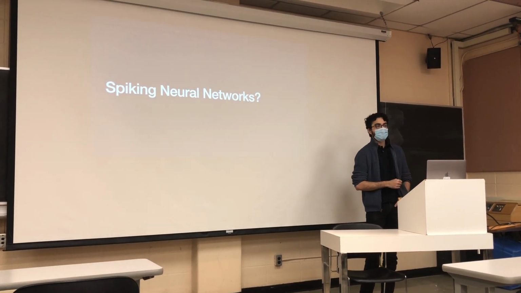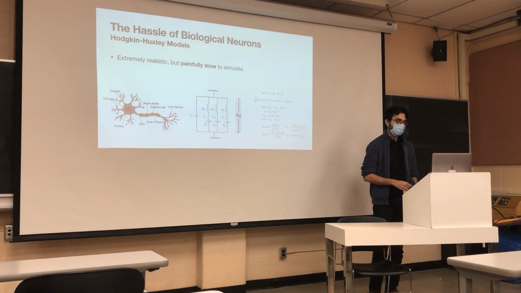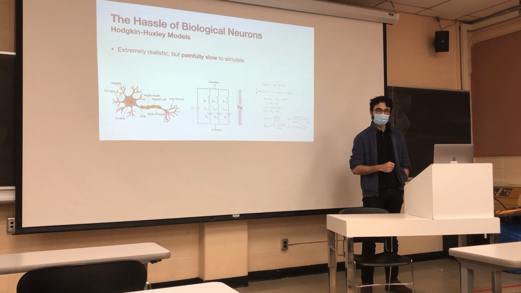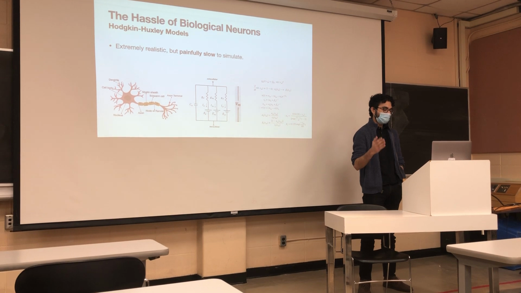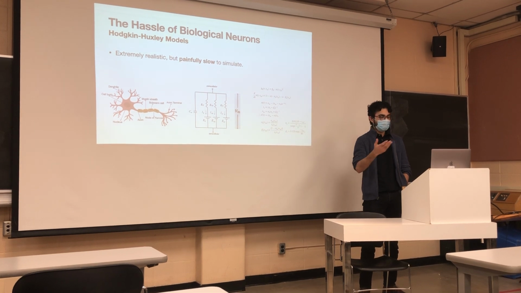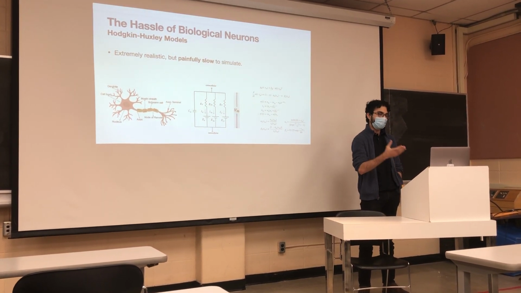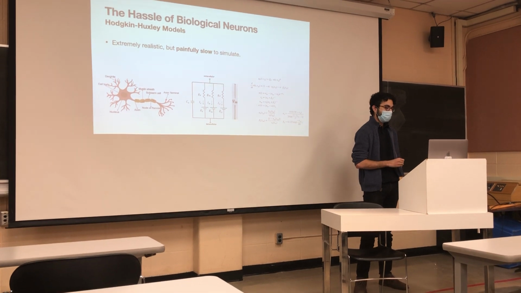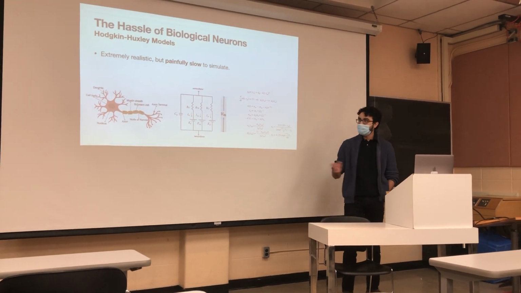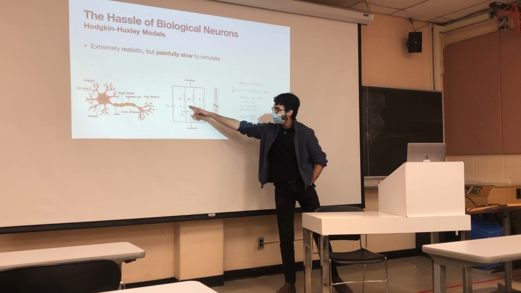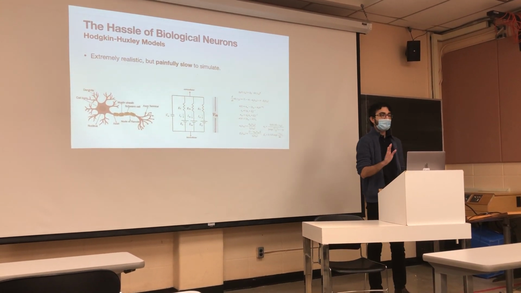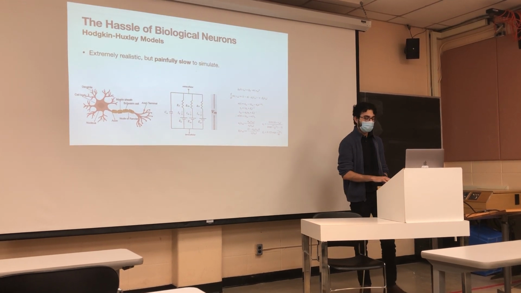Starting with spiking neural networks, what are they and why are they interesting? To motivate this, it's important to understand the hassle that is modeling biological neurons. These are enormously painful to actually simulate. We have these equations that are pretty good. They won the Nobel Prize for it, Hodgkin and Huxley in the 60s. They found this very complicated partial differential equation for how the inputs map to the outputs, but it is very slow to simulate. In fact, all of this math is just for this one resistor in the model, and this whole thing is just for a differentially small piece of the cell surface. So enormously painful to simulate, especially when we're trying to simulate networks of neurons.